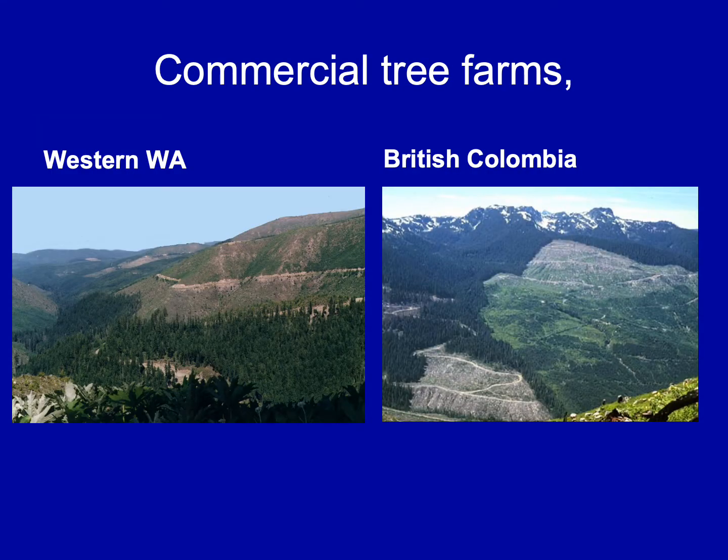Deforestation also occurs in the U.S. and can be seen most dramatically in the mountains of the Pacific Northwest. These two images show commercial tree farms in western Washington and British Columbia, Canada in the 1990s. These slopes were previously covered with mature Douglas fir trees that were clear-cut harvested.